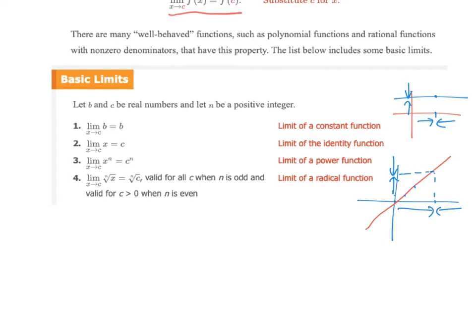Number three, the limit of x to the n as x approaches c is just c to the n. Again, we just substitute that c value in for x and find that y value. And then number four, the limit of the nth root of x as x approaches c is the nth root of c. This works for every c value when n is odd. Remember, we can take the cube root of anything. And it's valid for c greater than 0 when n is even. We can only take the square root of a positive number. Otherwise, we're dealing with imaginary stuff. So those are just some basic properties of limits that we will continue to use as we go further in these notes.